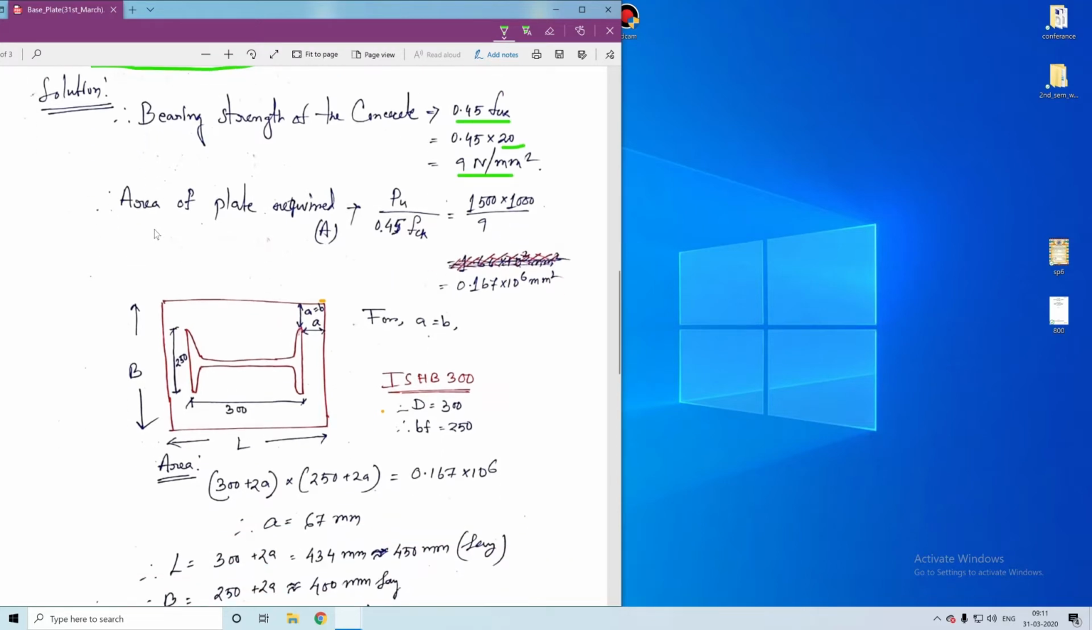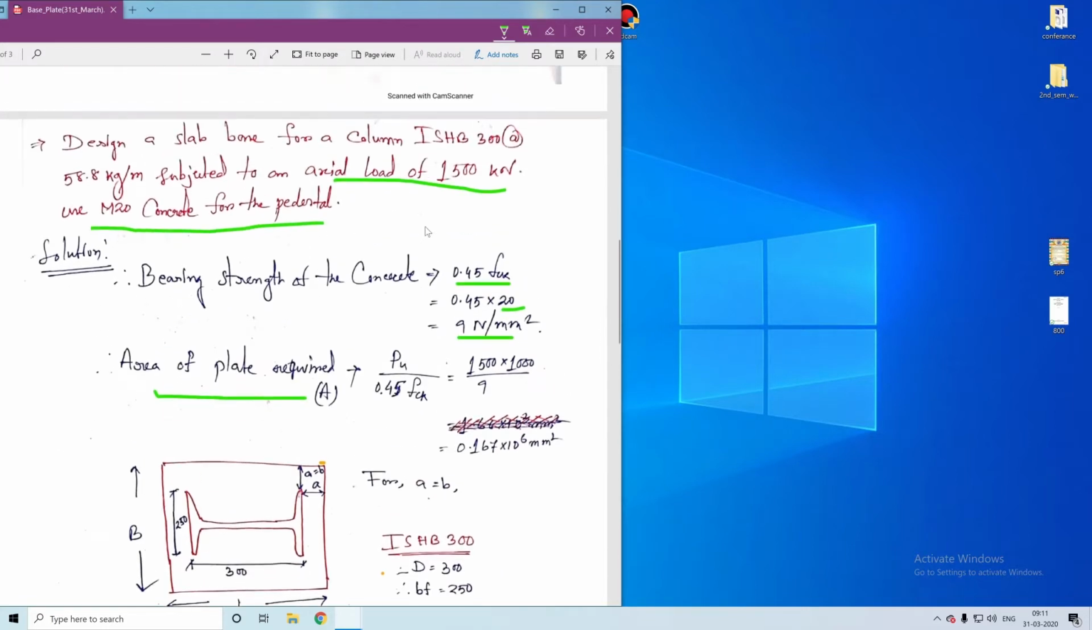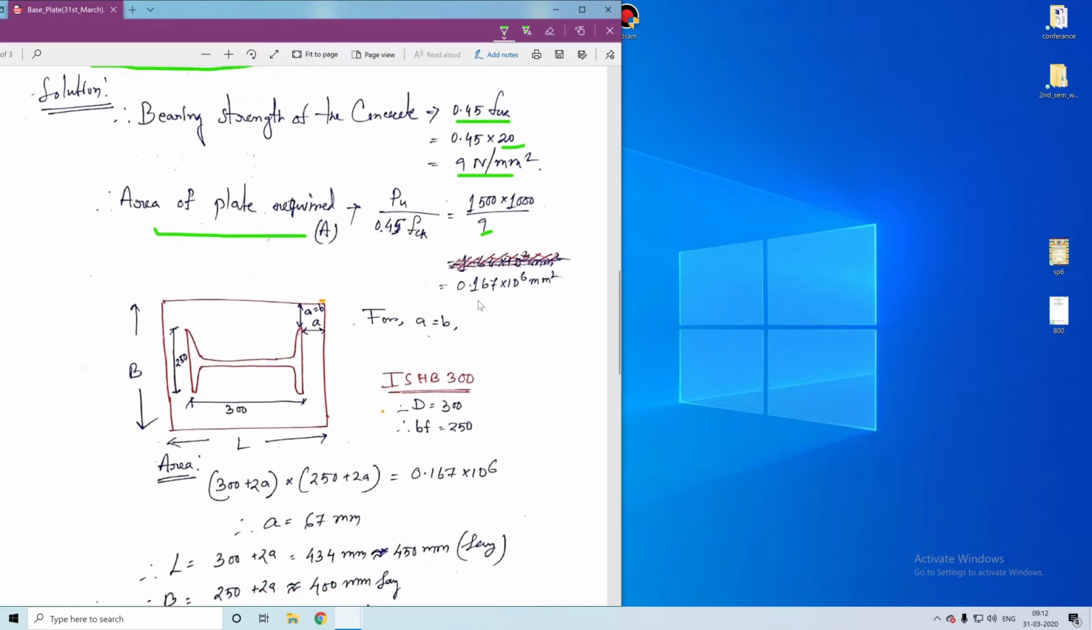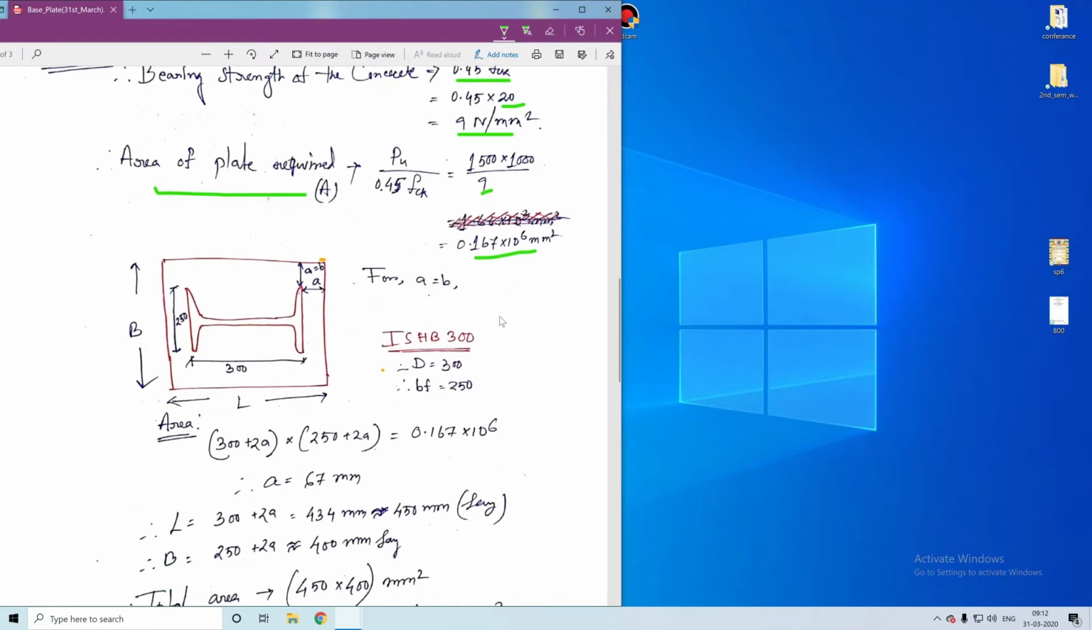Now I need to calculate the area of the plate required. How to calculate? Simply P by our bearing strength. So the Pu, that means the value of our actual load, is 1500 kilonewtons. So 1500 into 1000, that means in Newton, divided by 0.45 fck, which is 9. So I get the value 0.167 into 10 to the 6 millimeter square. This is the area which is required for the base plate.